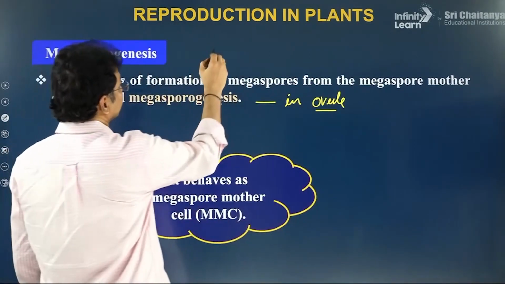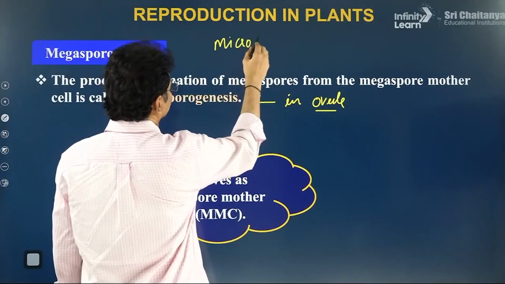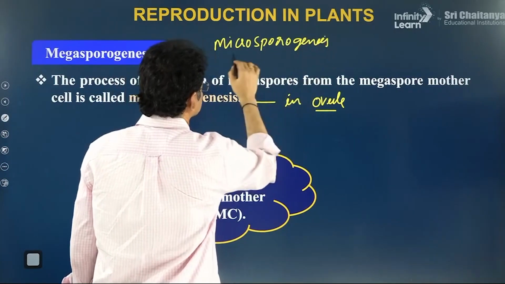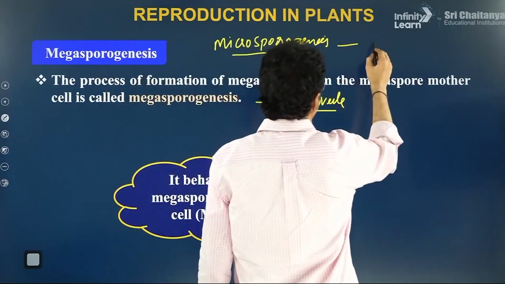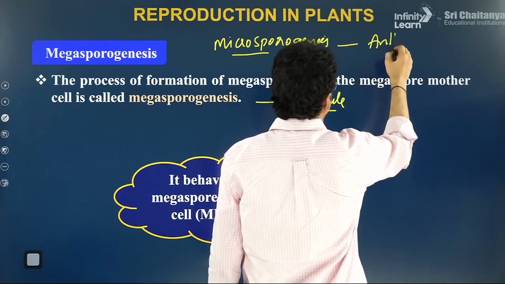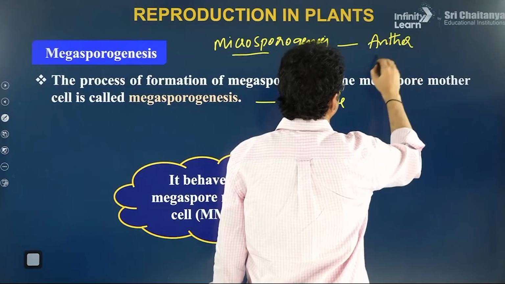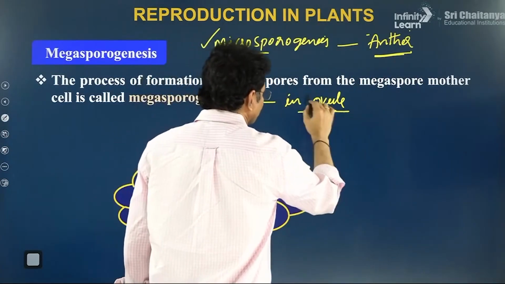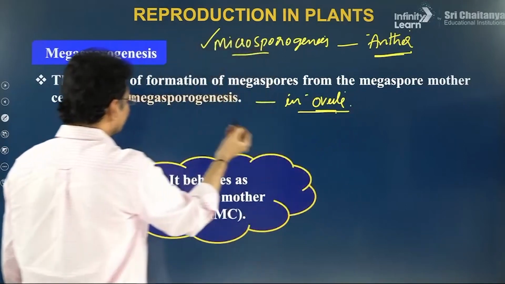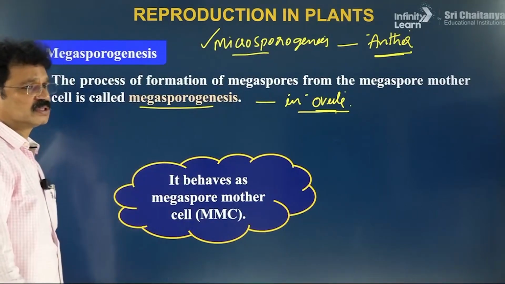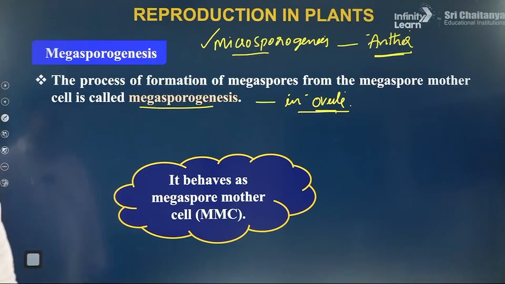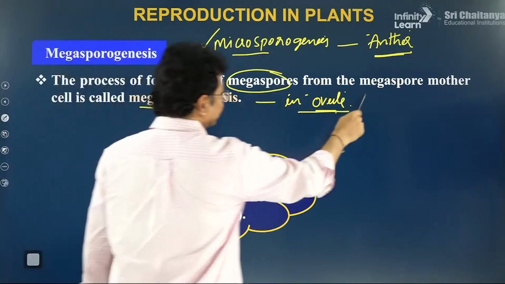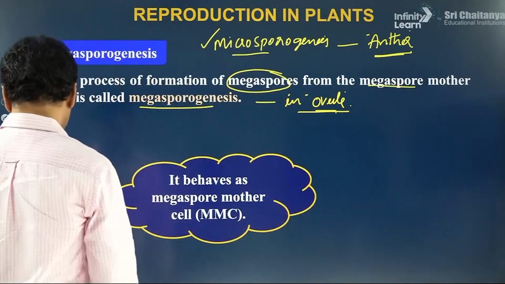What is the site for microsporogenesis? You learned in the last class. Microsporogenesis occurs inside of the pollen chamber. Pollen chamber is one of the portions of the anther. Anther is the site for microsporogenesis. So, ovule, nothing but the megasporangium, is the site for megasporogenesis. Definition of megasporogenesis: production of megaspores from megaspore mother cells.